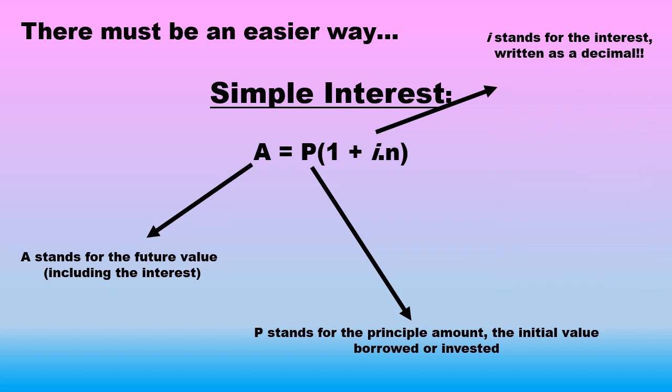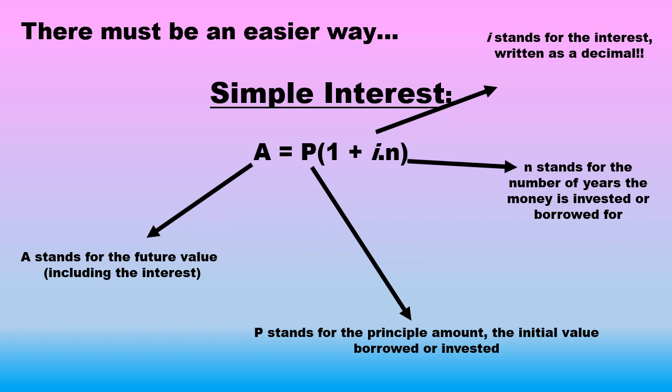The i is the interest, but please, people, it's always written as a decimal. So you have to divide your interest. If they say to you 9%, you have to write it as 9 divided by 100, which gives you 0,09. So please, it must be written as a decimal. And the n is the number of years that you borrowed the money or that you invested the money for.